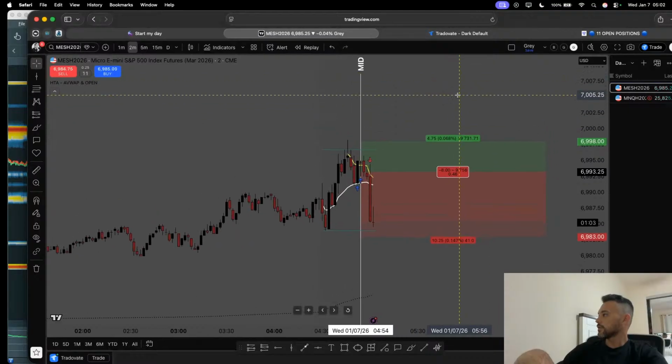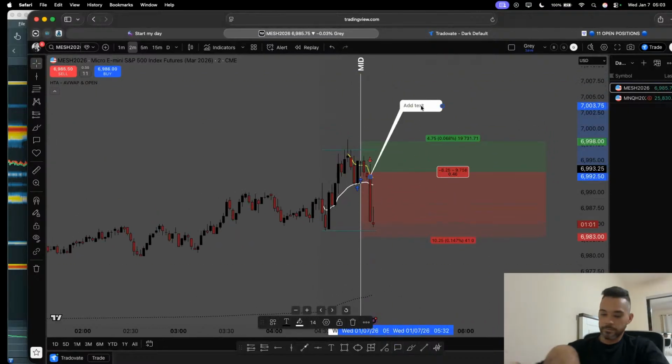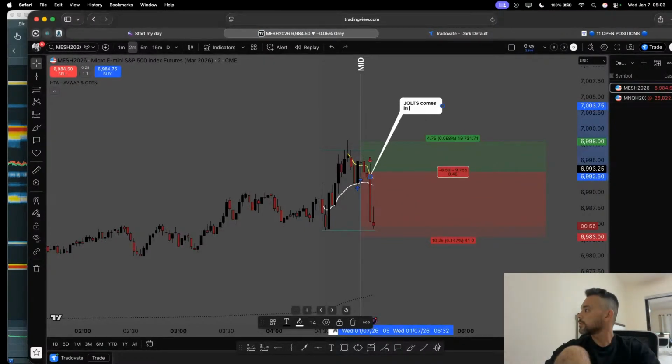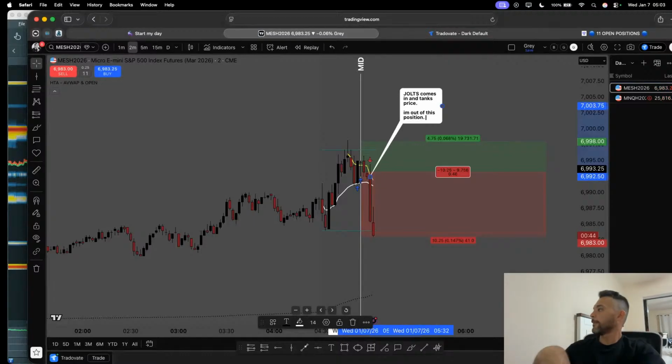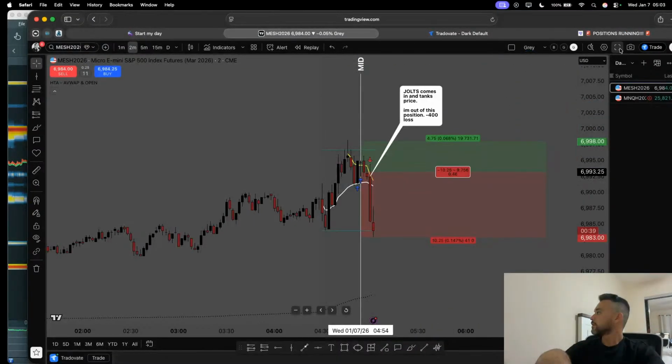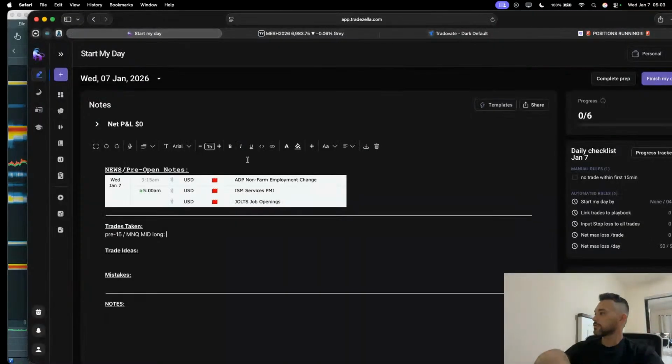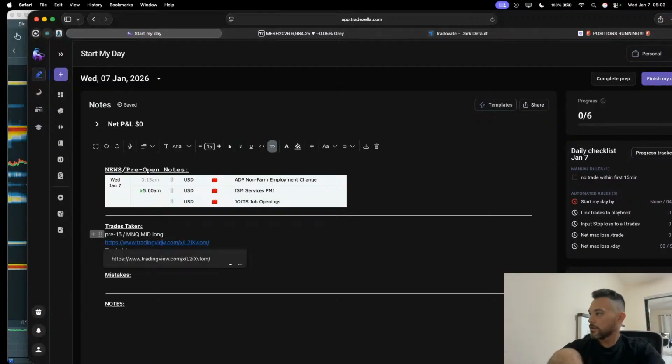So let me, news comes in. JOLTS comes in and tanks price. Minus 400 loss. Take a screenshot of that, put it in our notes. I forgot to. I'll get that link in a second. So this is MES short or long, mid long.